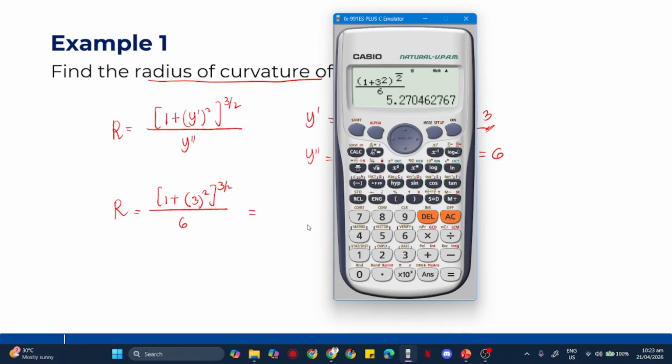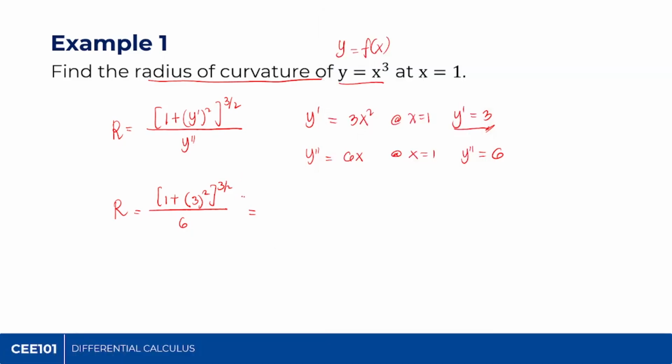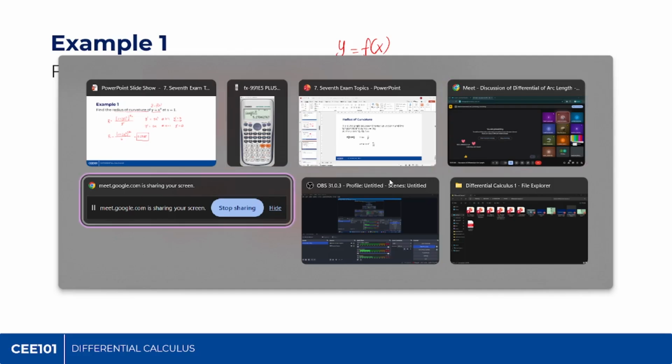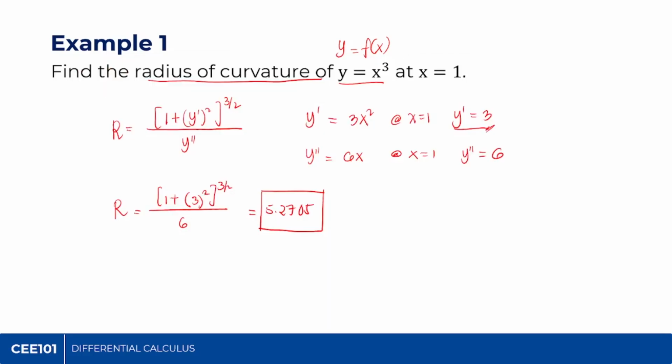Kuha nyo ba? Kindly confirm if we have the same answer. 5.27. Hold on guys, ha. So that is 5.27. Okay, do we have the same answer, guys? Yes, sir. Okay, that's good. Okay, do you have questions with this problem? None so far, sir. Okay, none so far. Okay, let's continue.